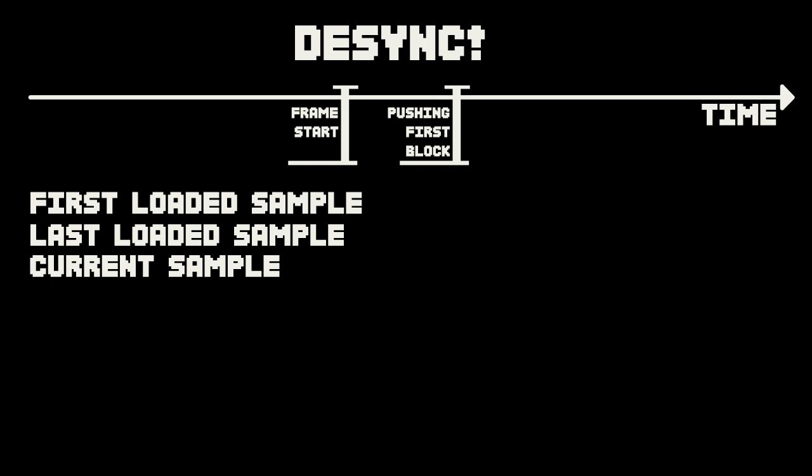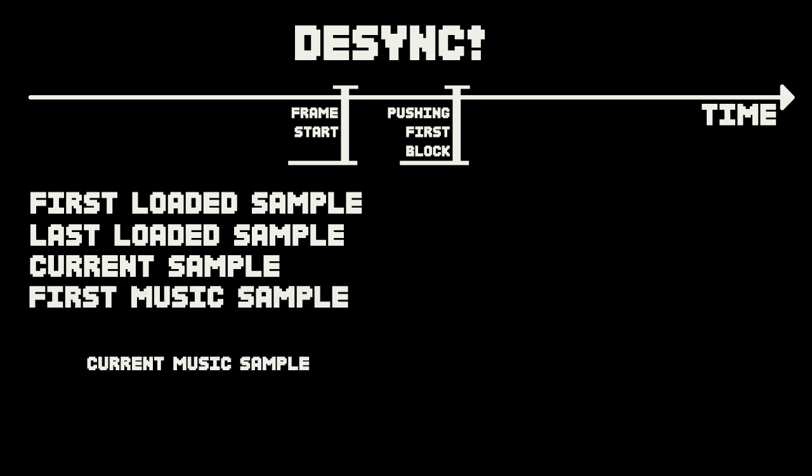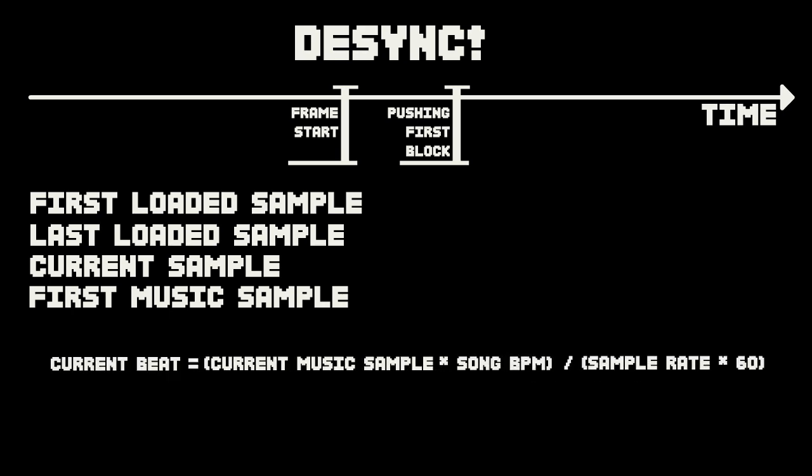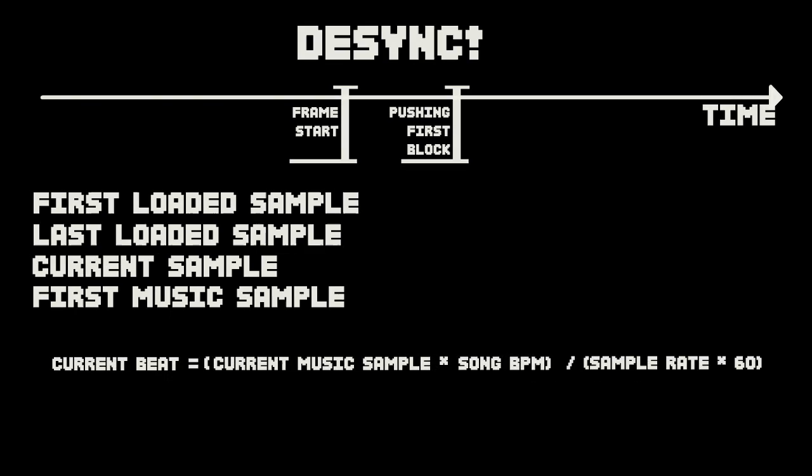When writing music to the block, it stores the sample it started writing from. To get the current sample of the music, it's enough to just subtract the first sample it started writing music from the current sample we calculated before. Then, the sample can be easily used to calculate the current beat of the song.